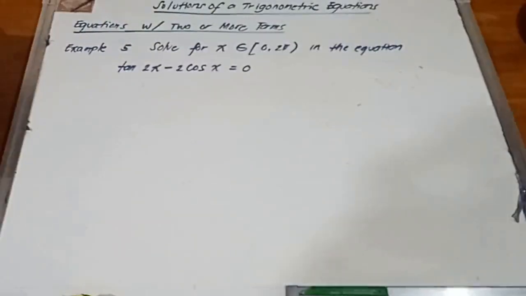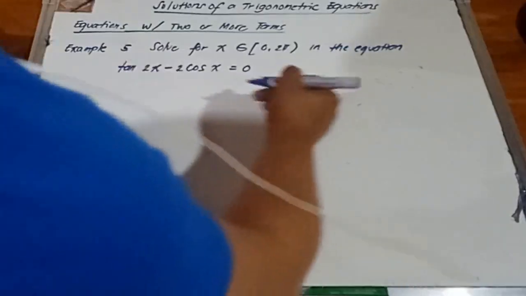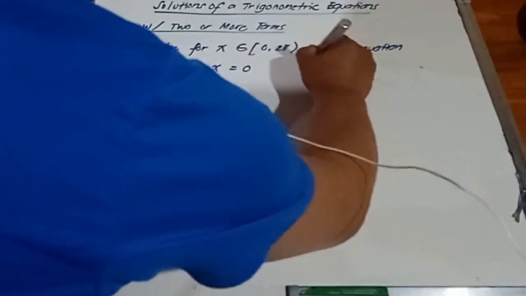Okay, so we have here another example. Solve for x. The interval is from 0 to 2 pi, in the equation tangent 2x minus 2 cosine x equal to 0. So, gumamit muna tayo dito ng trigonometric identity. For tangent 2x, gamitin muna natin yung quotient identity.